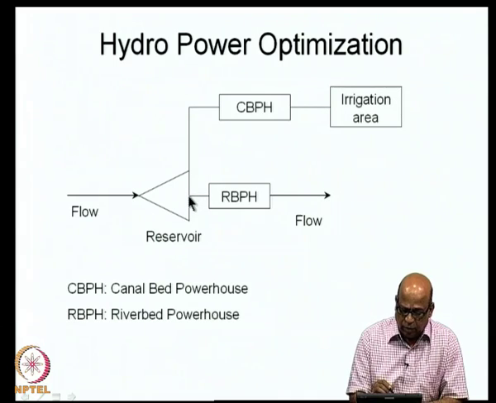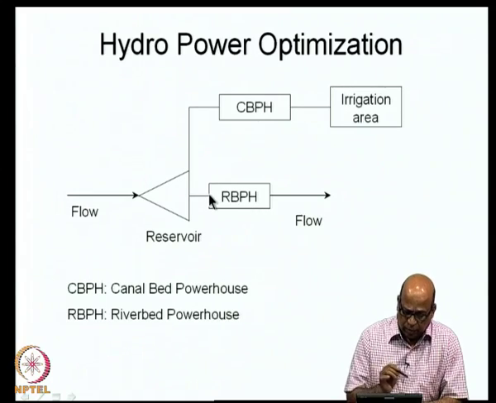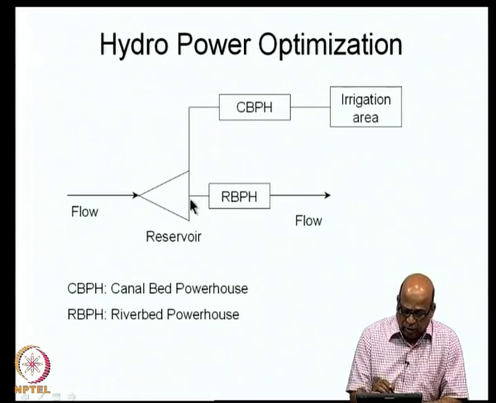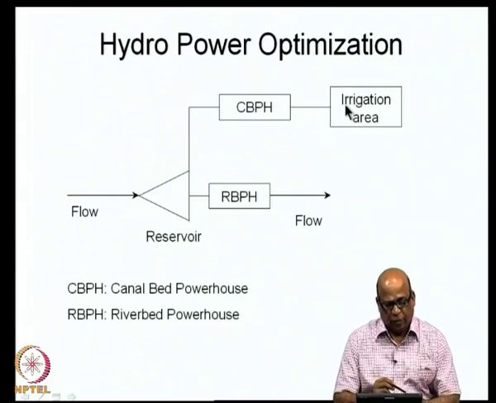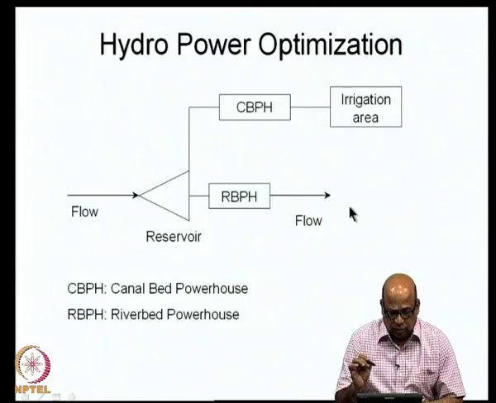However, you may have a riverbed powerhouse, and this is the powerhouse that generates major power at the system at the reservoir, and release has to be made specifically for RBPH, that is the riverbed powerhouse, in addition to the release that is made already for irrigated area. Now, this is a type of system that we will consider now.